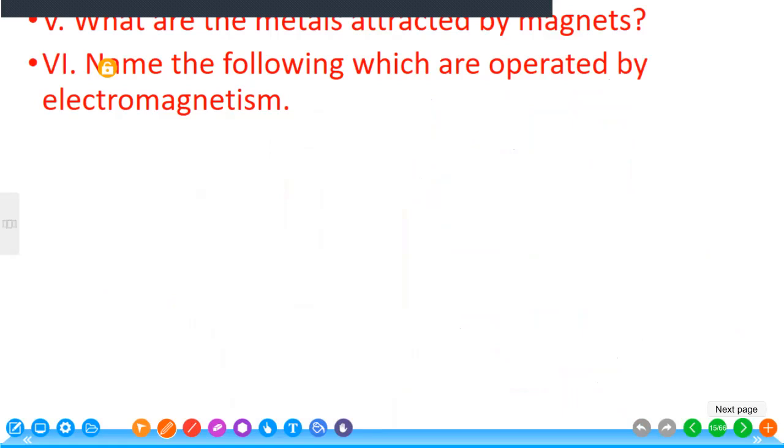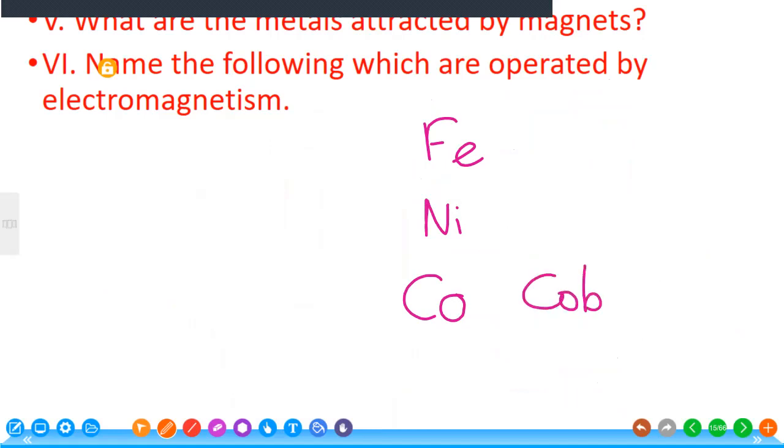So when we consider the metals attracted by magnets, mainly you have to consider iron. Then you get nickel, as well as you can go for cobalt. These are the three main metals which are attracted to a magnet. We have to discuss iron, nickel, and cobalt.